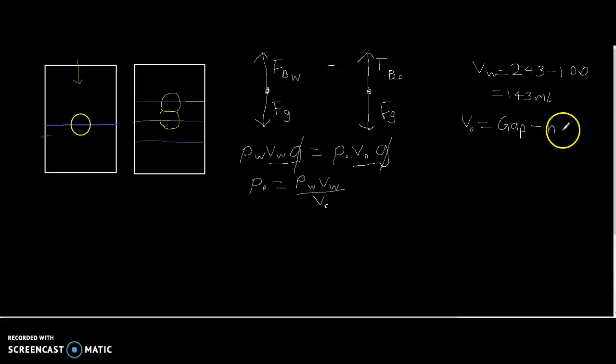Think about it: if you have a beaker with a certain height of liquid and you put something in it, the level of the water goes up. The amount displaced is really this amount, which is the total volume, the gap in this case, minus the actual height. This little portion here is the amount of liquid that is displaced.